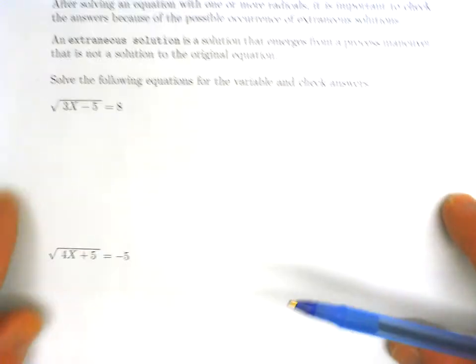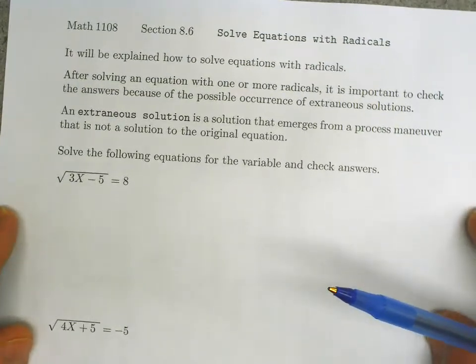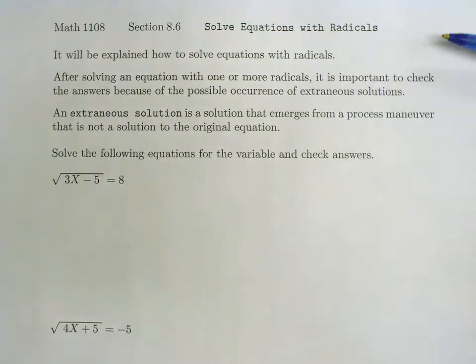Okay, so we'll get started with section 8.6 on how to solve equations with radicals. After solving an equation with one or more radicals, it is important to check the answers because of the possible occurrence of extraneous solutions. An extraneous solution is a solution that emerges from a process maneuver that is not a solution to the original equation.